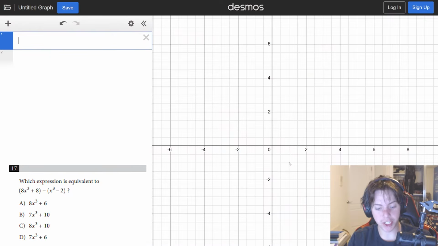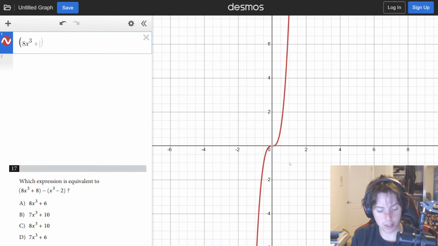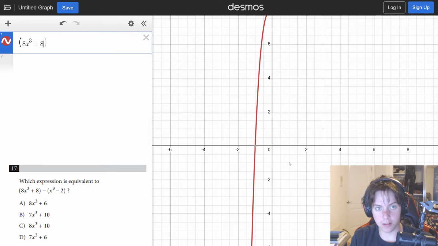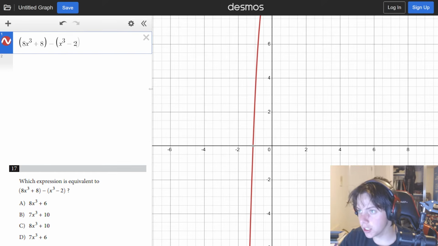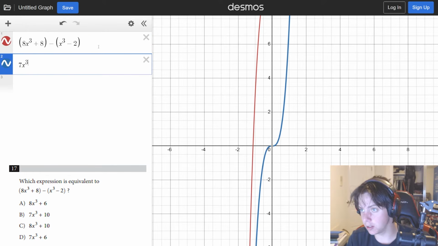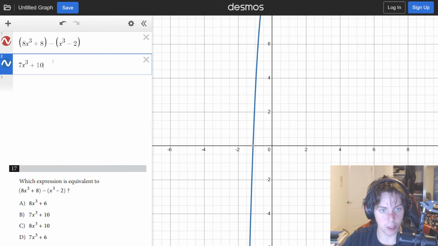17. Which expression is equivalent to ax cubed plus 8 minus x cubed minus 2? So quickly looking at this, these two obviously factor out, so we get 7x cubed, and we got negative negative, so plus 10. So the answer would be B.